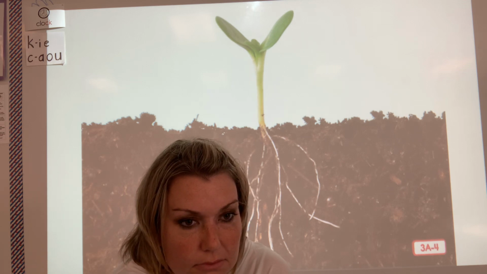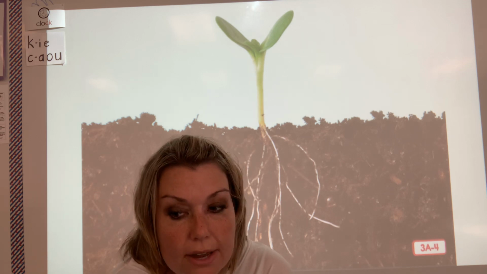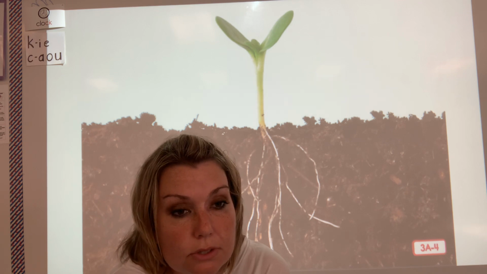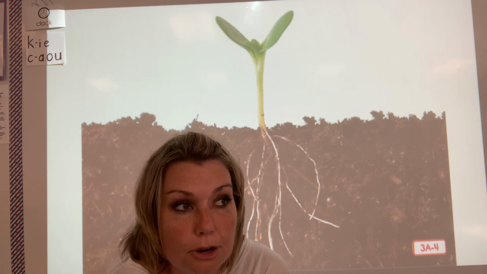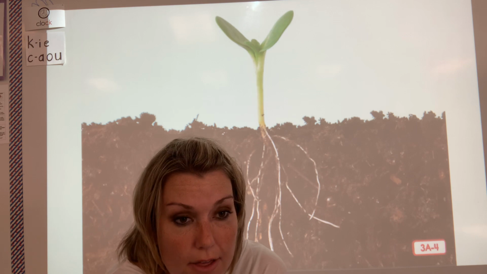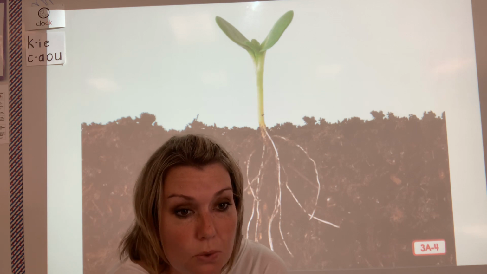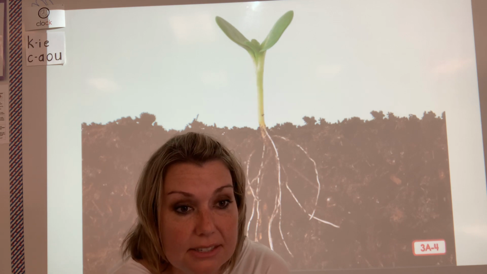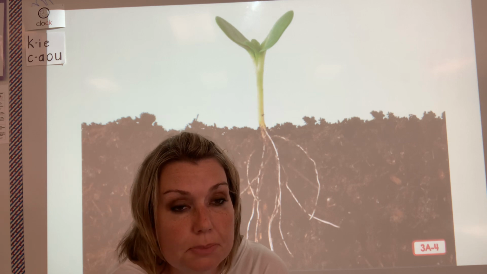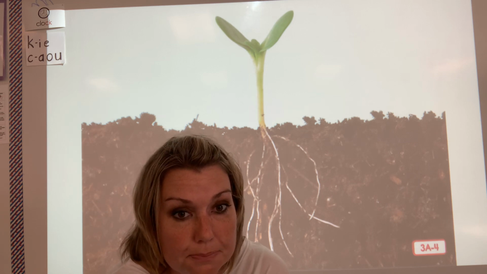Why do plants need roots? The roots absorb, or suck up like a straw, the nutrients from the soil. So they need it for vitamins. It also helps keep the plant in the ground.